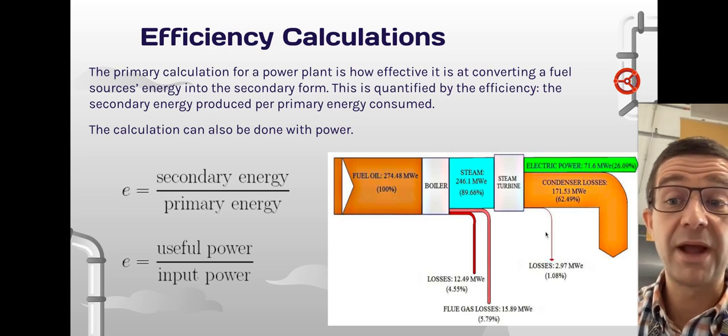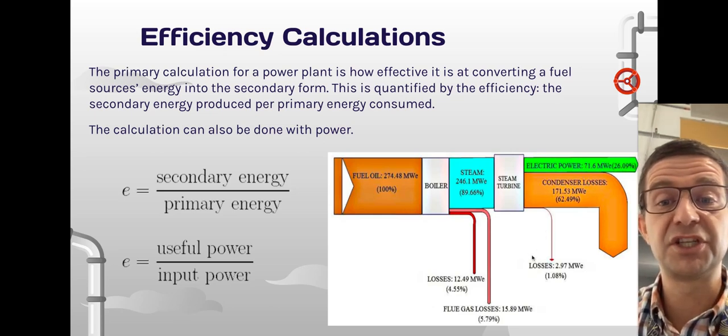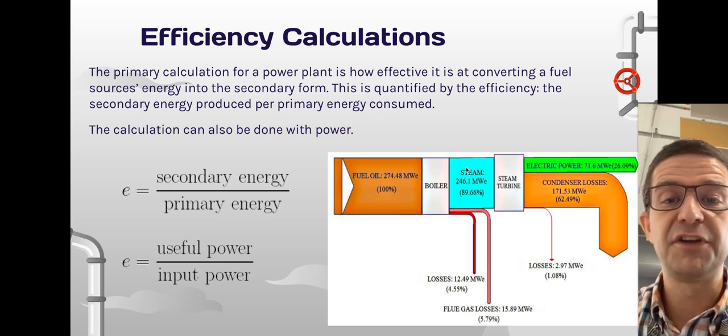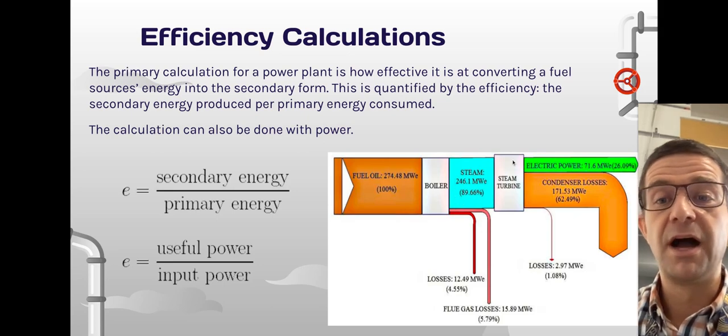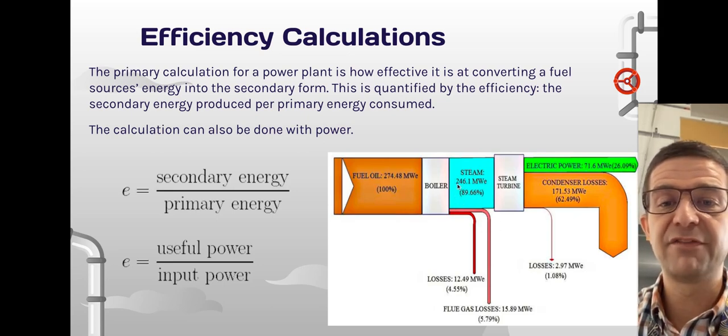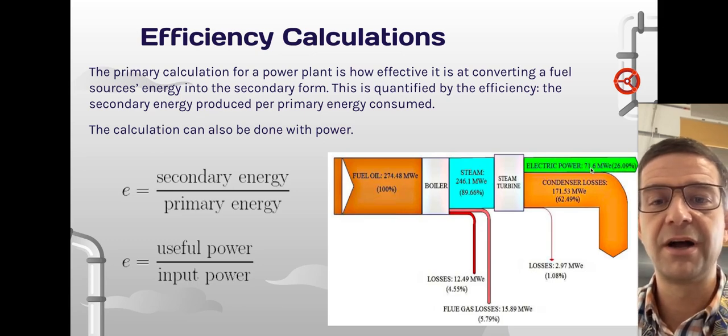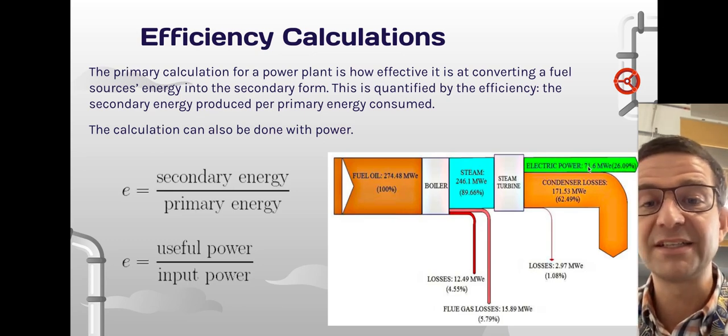And so all along the way here, you can do calculations for the efficiency. You could look and say, how efficient is the boiler? We have 246 megawatts coming out for 274 put in. So this is a 90% efficient boiler. Pretty good. The steam turbine, on the other hand, for the 246 units in, we have 71 units out. So a little under 30% efficient.